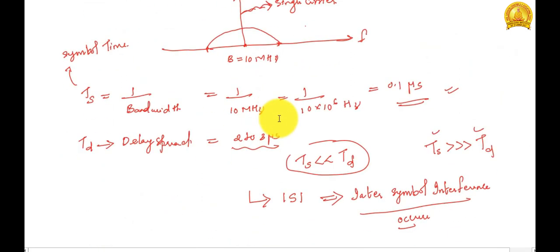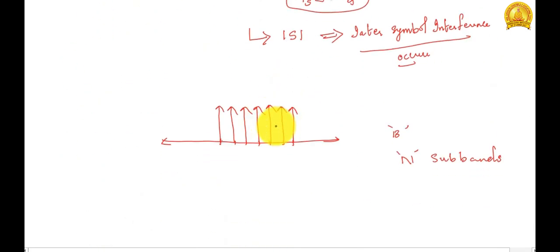But now what are we doing? We are using multiple carriers, am I right? In each subband we are placing one subcarrier. This was the total bandwidth, B equal to 10 megahertz. Now we have divided it into so many subbands. So what is the bandwidth of each subband? It will of course be equal to B by N, the total bandwidth divided by N subbands.